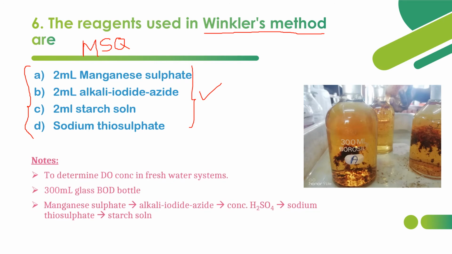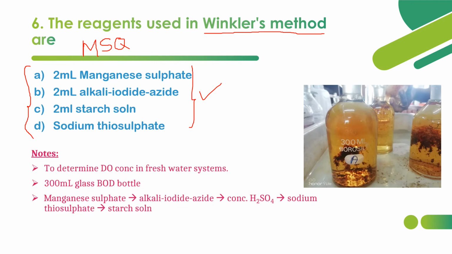Now let's see more about this Winkler's method. It is used to determine DO concentration in freshwater systems, and when it comes to the experiment, a 300 ml glass BOD bottle is taken, in which the raw water sample is poured up to the brim level. Then manganese sulfate is added to the collection bottle by inserting a calibrated pipette, so pipette out the manganese sulfate just below the surface of the liquid.